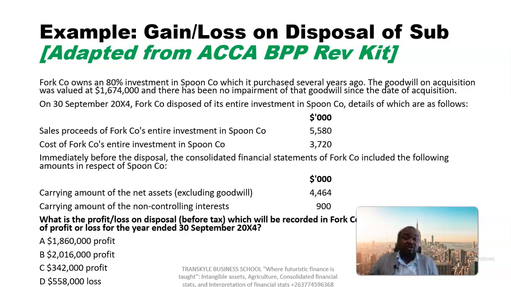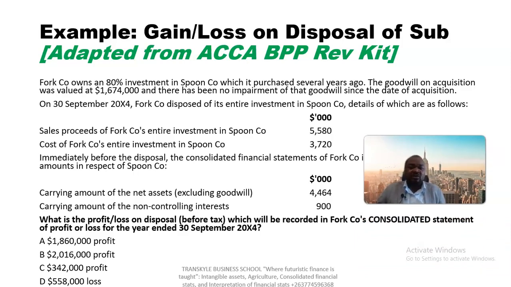Immediately before the disposal, the consolidated financial statements of Foco included the following amounts in respect of Spoonco. Carrying amount of the net assets, excluding goodwill, that's 4.464 million. Carrying amount of the non-controlling interest, 0.9 million.